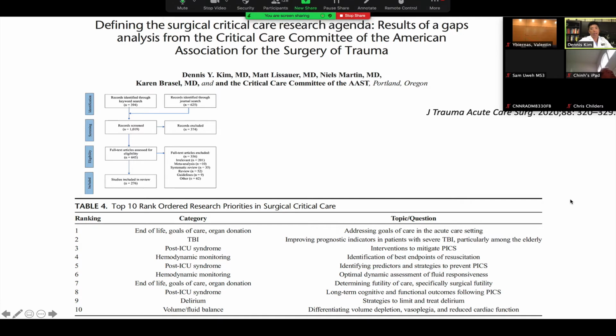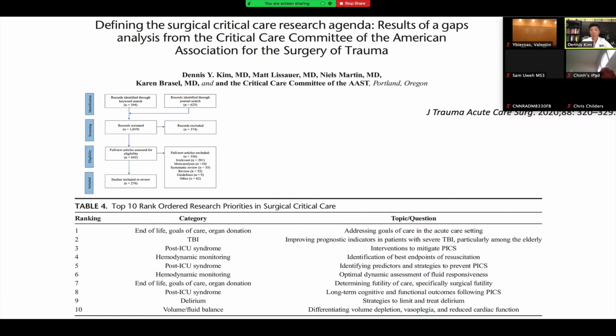So this year, based on some work that we did through the Critical Care Committee, the AAST, we were looking to define a surgical critical care research agenda moving forward. And essentially what we did is we performed a systematic review of the literature, and then we performed a modified Delphi to get a sense as to what our needs were as surgeons working in ICUs, covering trauma, ACS, and surgical critical care, what our priorities should be moving forward.